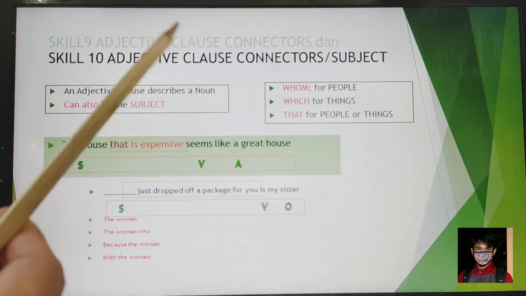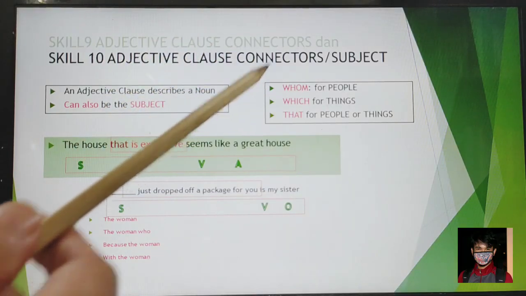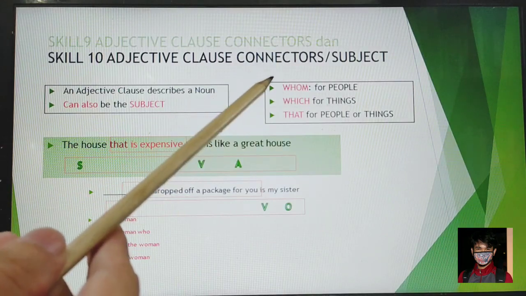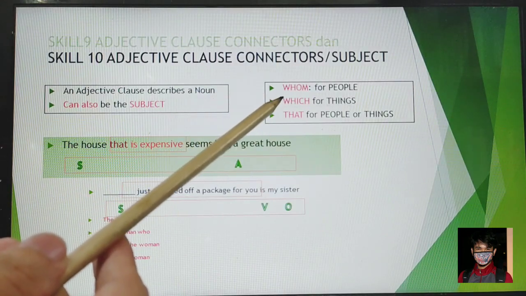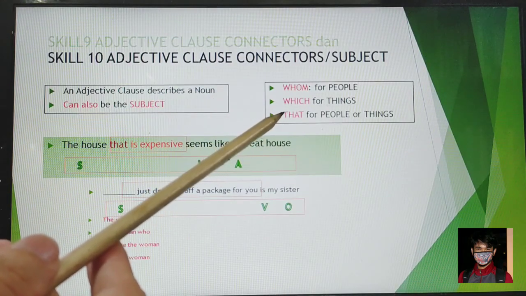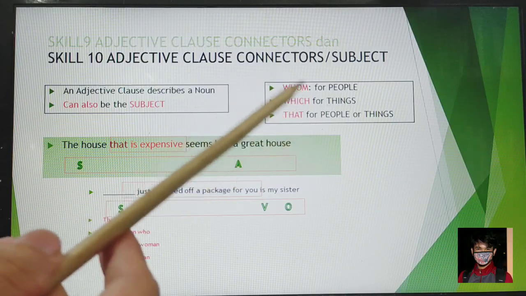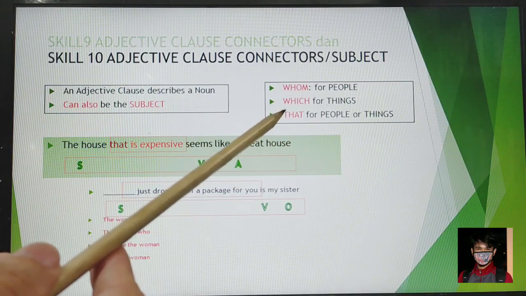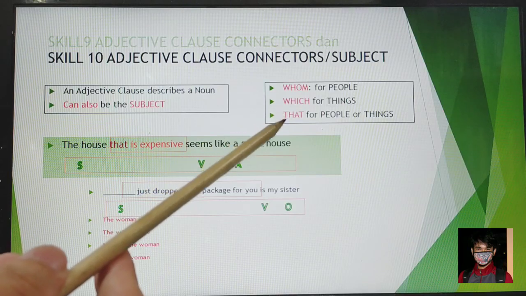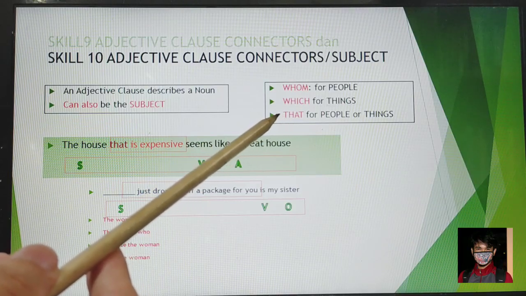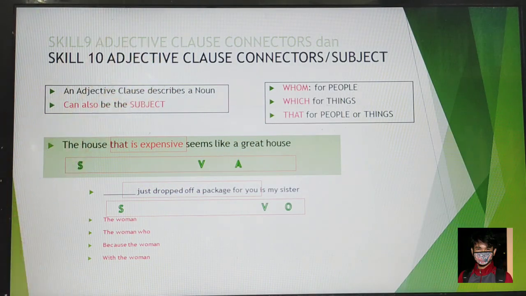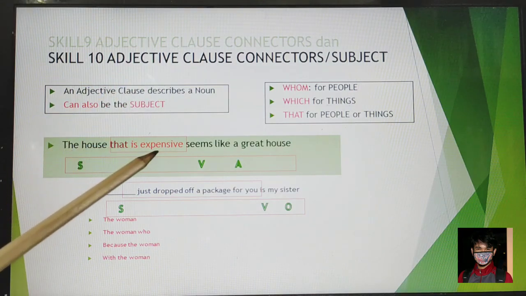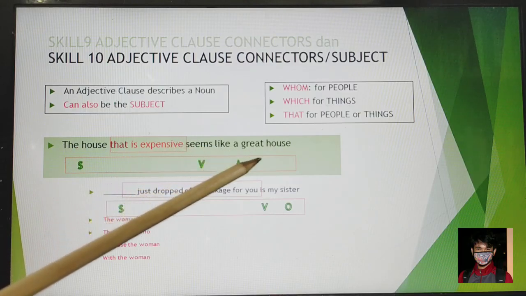We have connectors such as whom for people, which for things, and also that for people or things. So to make it safe, you just try to use that as the connector for an adjective clause. Okay, so take a look at the example. The house that is expensive seems like a great house.